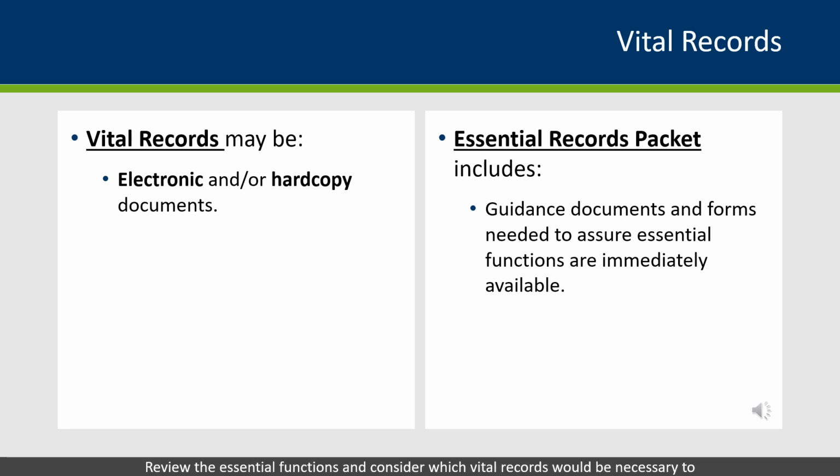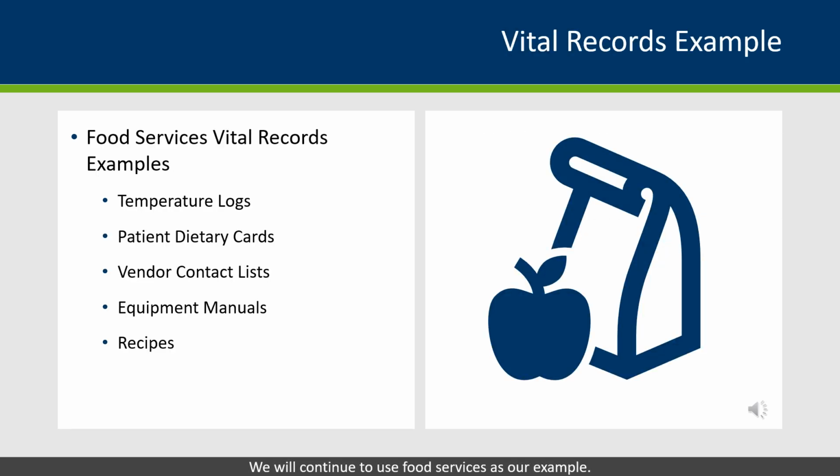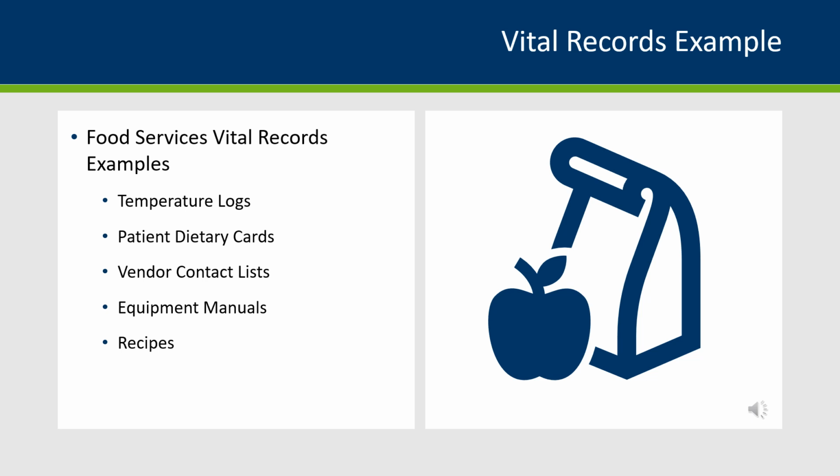Review the essential functions and consider which vital records would be necessary to support essential functions and/or supporting essential activities. There is an essential records packet identification table in your COOP plan template where results can be documented. We will continue to use food services as our example. Some potential examples of vital records for food services are temperature logs for both food and equipment, patient dietary cards, vendor contact lists, equipment manuals, and recipes.